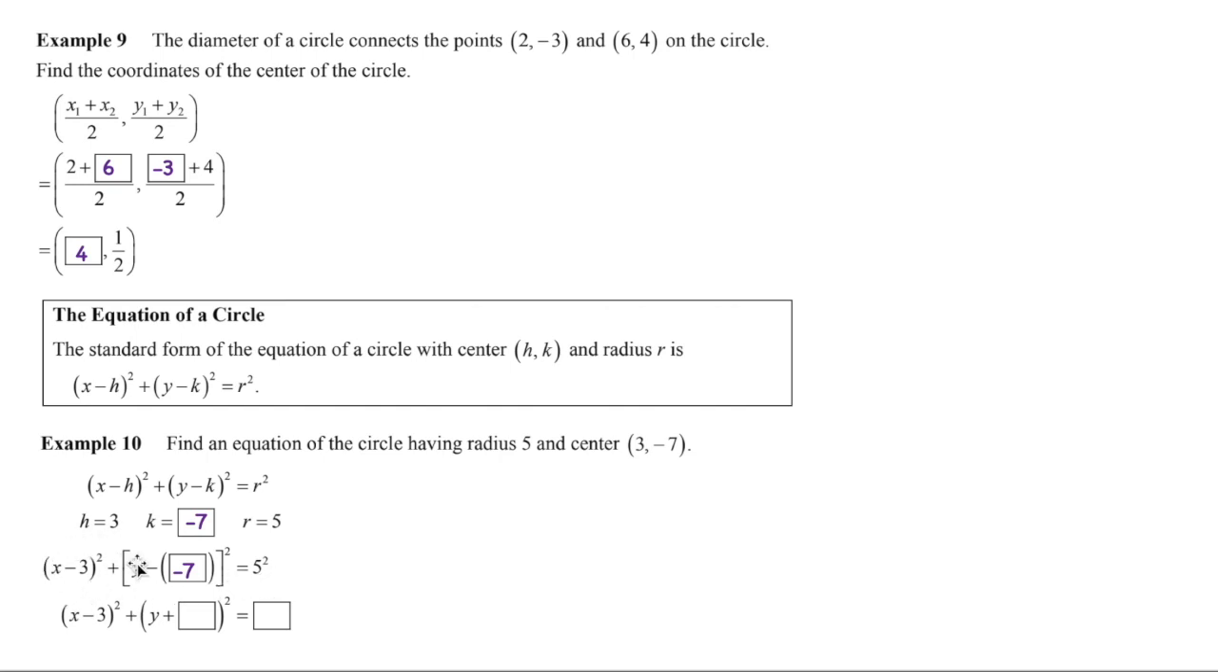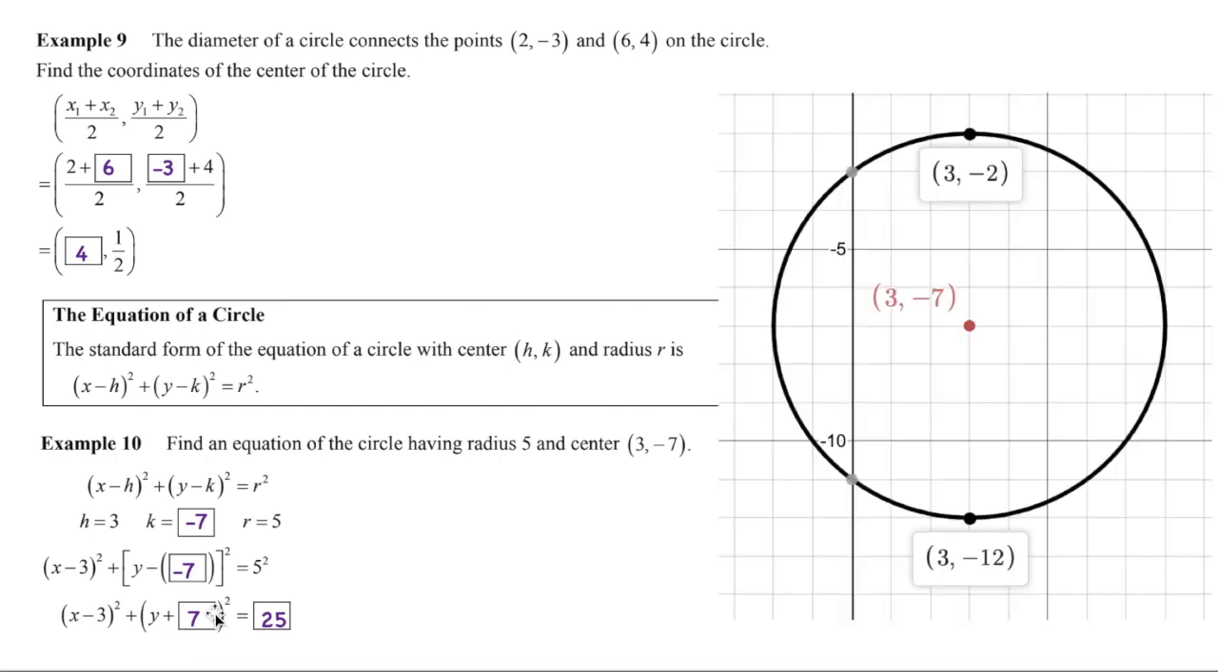Nothing to simplify with x minus 3 squared, plus the quantity of y minus negative 7, which we know can simplify to y plus 7 squared, equals 5 squared, which is 25. And here I have our circle. We have 3, negative 7 as the center. And if I count 1, 2, 3, 4, 5, I see that we certainly do have an equation. I put this full equation into Desmos just to make sure that it matched.